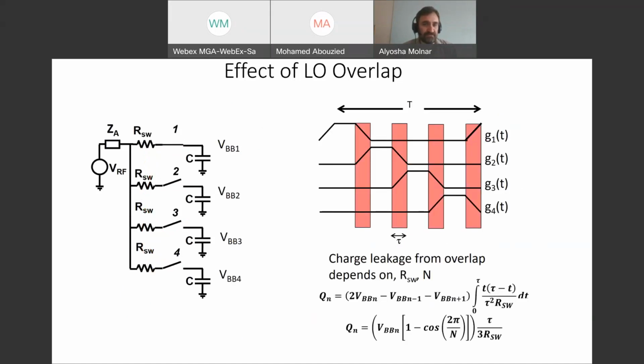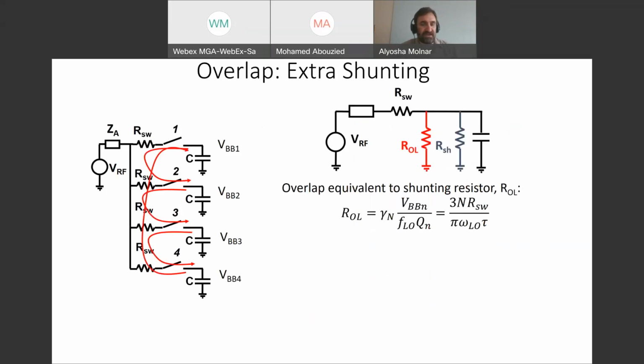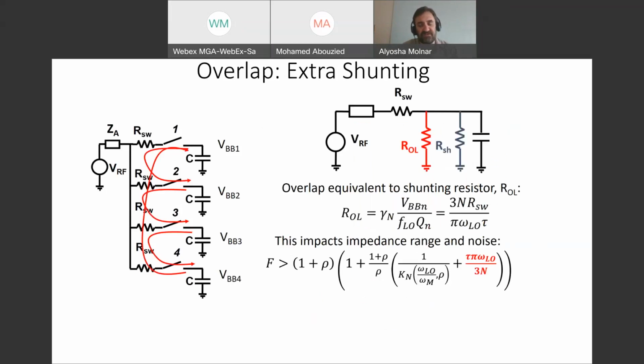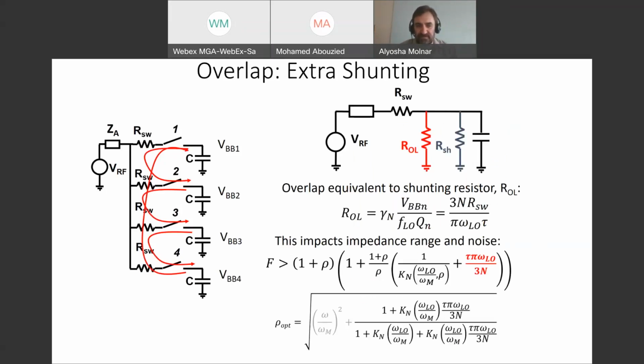If I do some bookkeeping on this and compute how much total leakage I get, and therefore how much total loss I have, I can show that it's equivalent to having another one of these shunt resistors. So I had a shunt resistor from harmonic loss. Now I have another shunt resistor due to that overlap effect, where I get leakage from the overlap. And that in turn impacts all of our math a little bit. It impacts the noise factor we can achieve, and thereby impacts the optimal rho that we want to use.